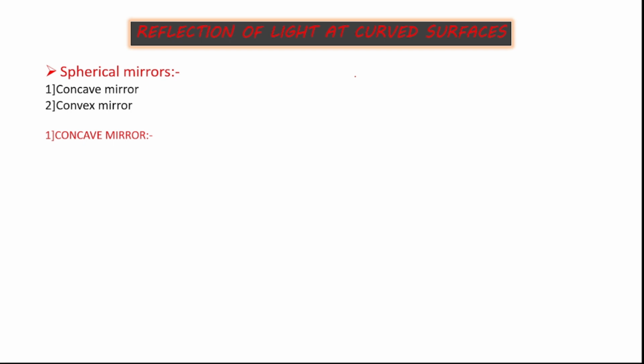So in today's class we are going to start one-shot sessions of class 10 physics, and in this session we are going to discuss chapter 1, that is reflection of light at curved surfaces. So basically we have two surfaces of mirrors, right? One is plane surface mirror and another one is curved surface mirrors, and these curved surface mirrors are called spherical mirrors. These spherical mirrors are further divided into two types, concave mirror and convex mirror. So first let us understand what is concave mirror.